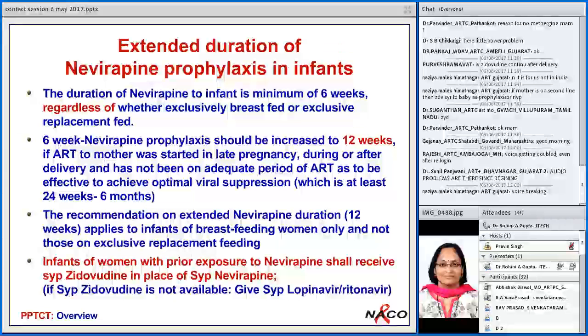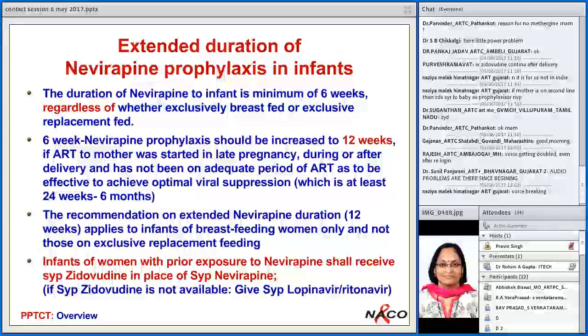There has been a question: where is Rohini prophylaxis given to the baby? If the mother is on second line, then Rohini syrup is given as prophylaxis. So what are the indications for giving Rohini prophylaxis, or what are the indications where nevirapine is not given?